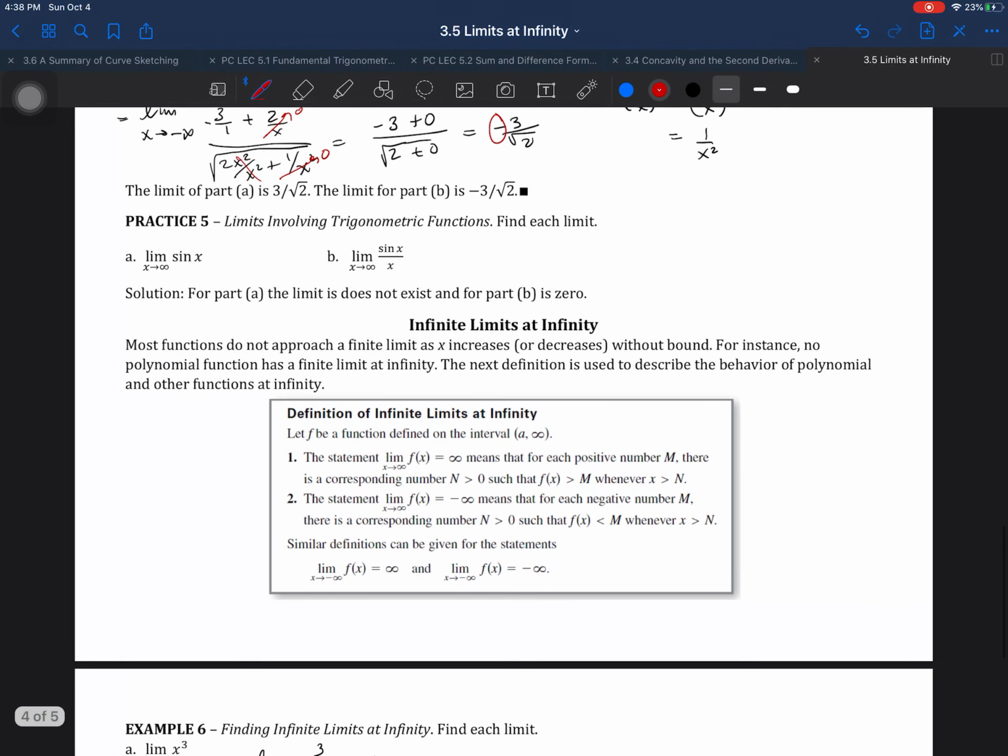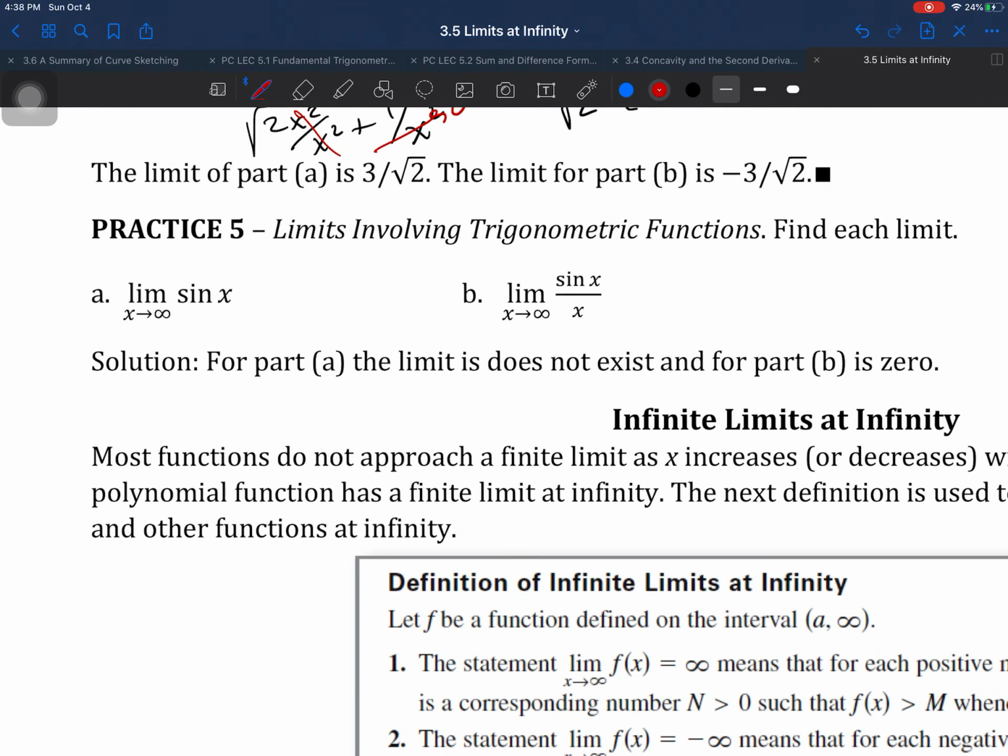All right, so here are a few examples you guys can try. The limit for the first one does not exist, and for the second one it will be 0. Why? Remember that this is a periodic function, a sine function. So as x goes to infinity, it is going up and down. It doesn't get smaller; it just stays within that amplitude. There's nothing it is approaching, so the limit does not exist.